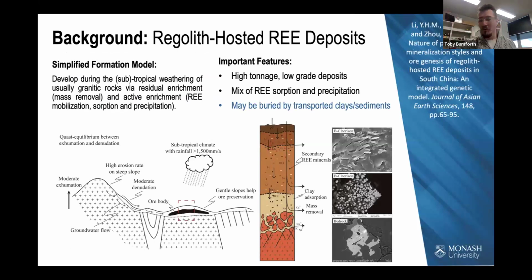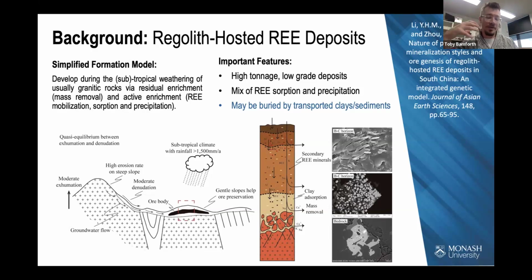I know we're all regolith people here, but for those who may not be familiar with regolith-hosted rare earth element deposits specifically, just by way of introduction, here is a very quick intro to those. The general formation model, obviously there are nuances as there are with every type of deposit, is that you take a granite or a granitoid rock of some description, and you weather it under tropical or subtropical weathering conditions, so lots of rainfall typically.